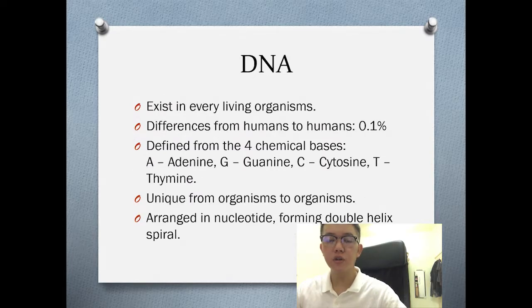So I'm going to talk a bit more about the introduction for DNA. DNA exists in every living organism on Earth. And the difference in DNA between humans is actually only 0.1%. DNA is defined by 4 chemical bases, which are adenine, guanine, cytosine, and thymine. Besides, DNA is arranged in nucleotides, forming a double helix spiral shape.